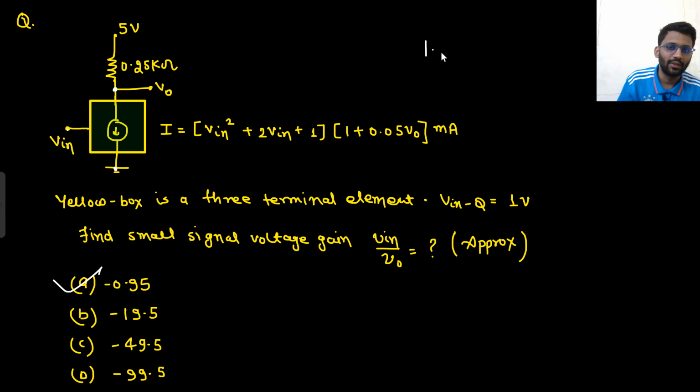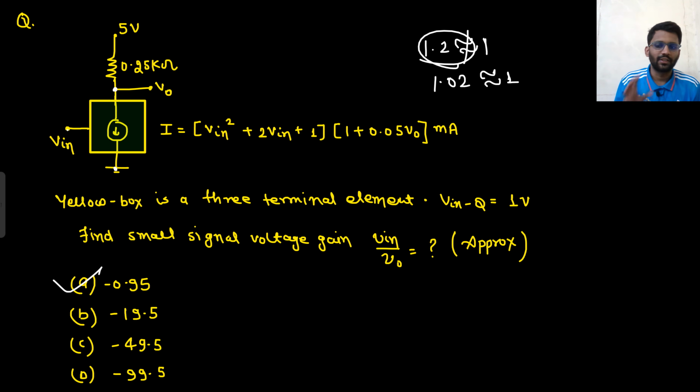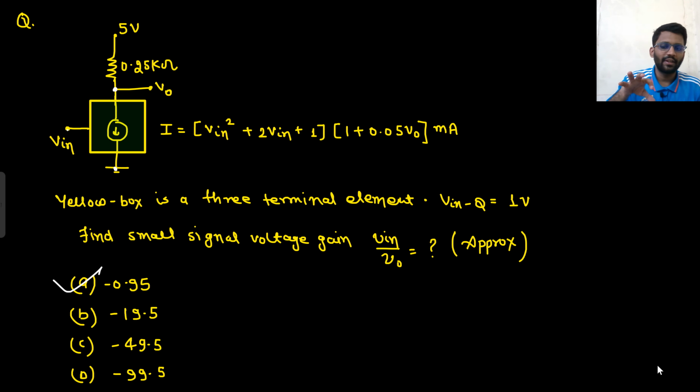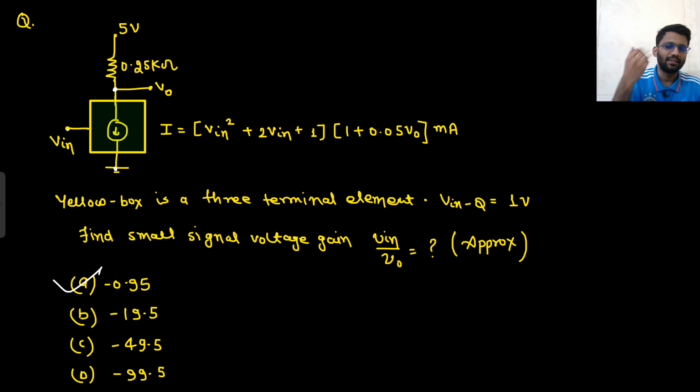You can't say that 1.2 is approximately 1. You can say that 1.02 is approximately equal to 1, but 1.2 is a very large quantity. So the assumption that we made is not 100% correct, but the answer that we are getting is nearly equal to minus 0.5 only. So this answer can be considered. Are you getting this point? So this was the analysis.